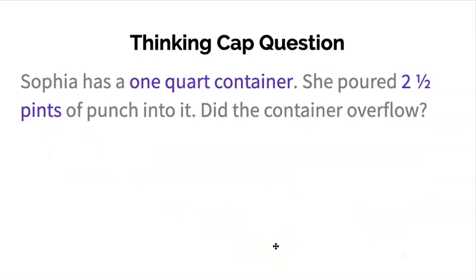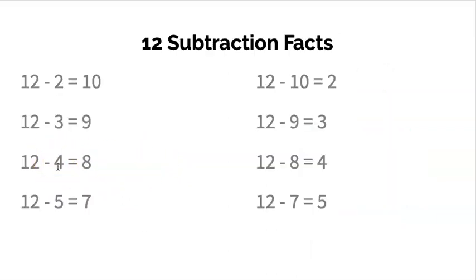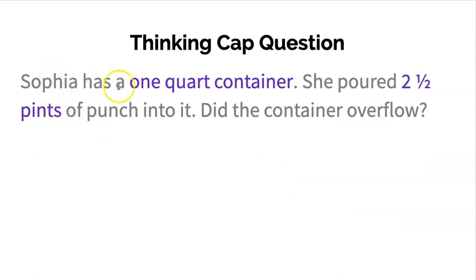All right, so let's go to the next one. Thinking cap question. Sophia has a 1 quart container. Remember, 2 pints equal a quart. She has a 1 quart container, and that's only going to equal 2 pints. So let's go back. Sophia has a 1 quart container. She poured 2.5 pints of punch into it. 2.5 pints into that 1 quart container.